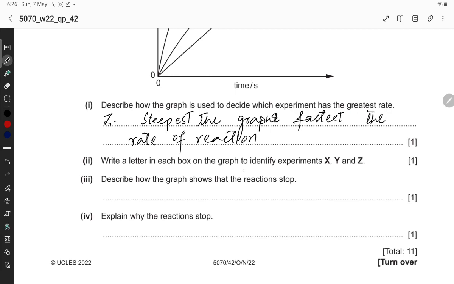Write the letter in each box on the graph. Done. Describe how the graph shows that the reaction stops.